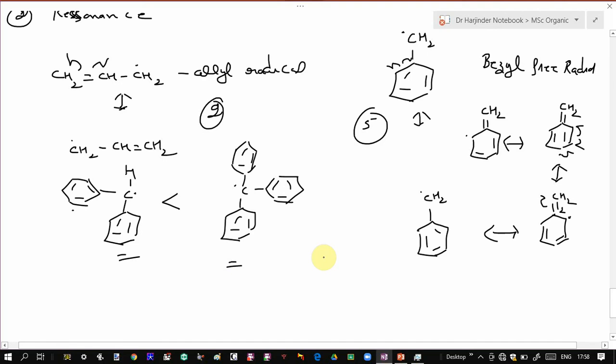So this was all about free radicals: the structure, methods of generation and stability of free radicals. You can read more from the book and notes, and if you have any question you can ask.